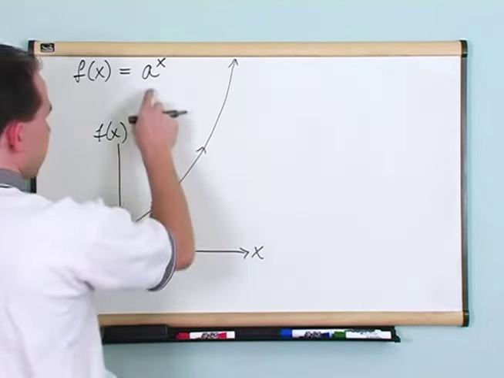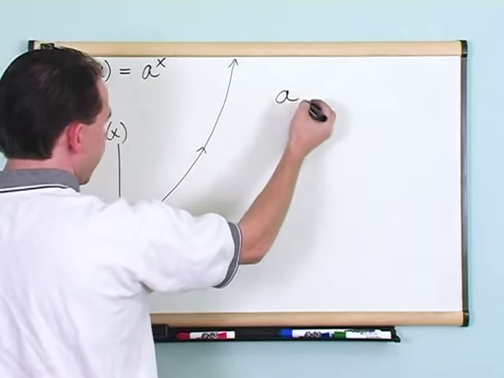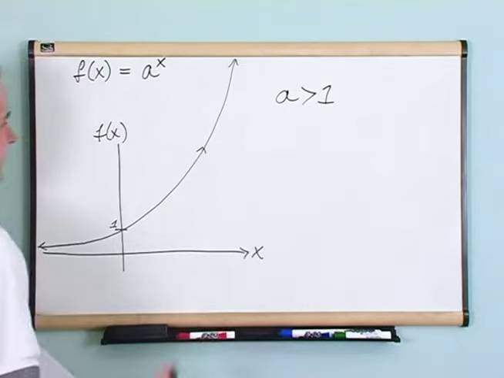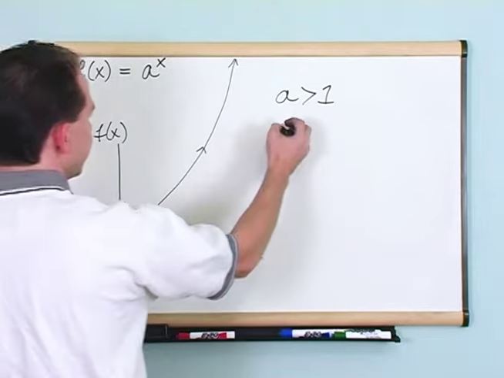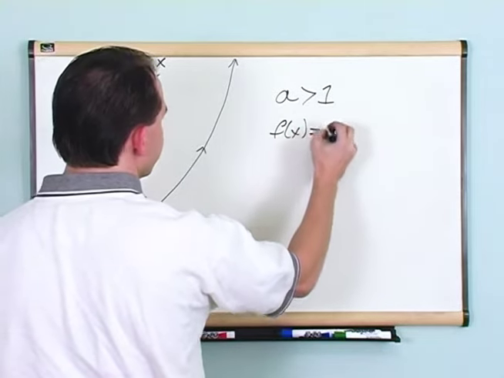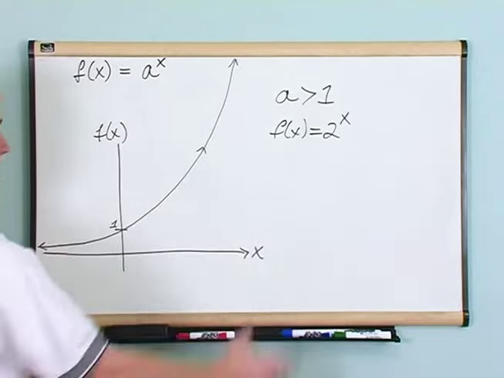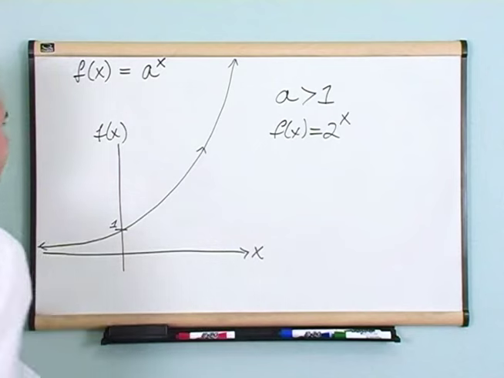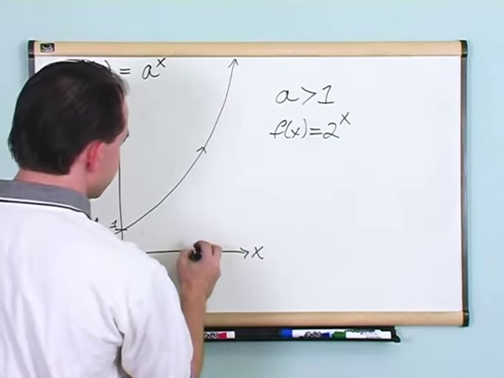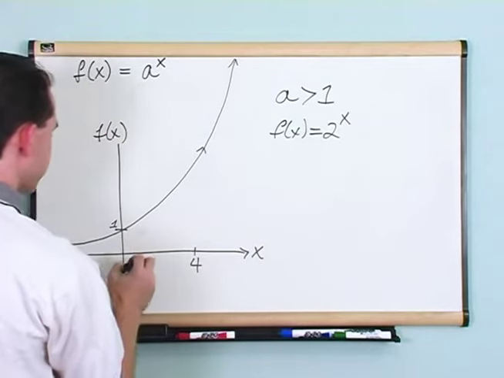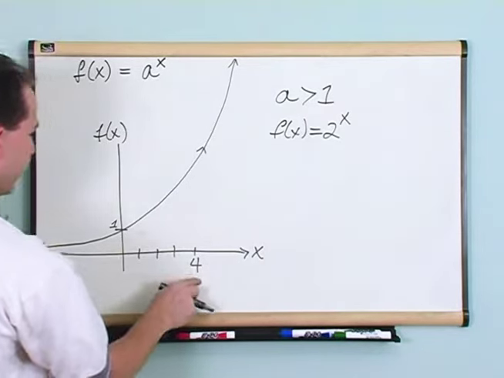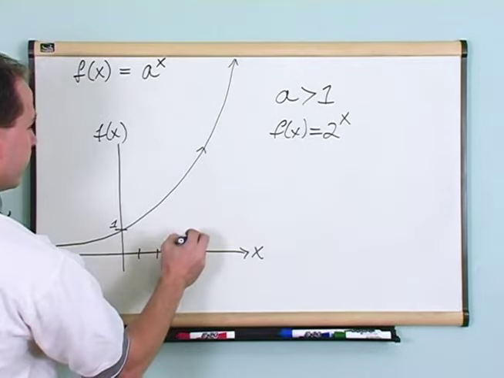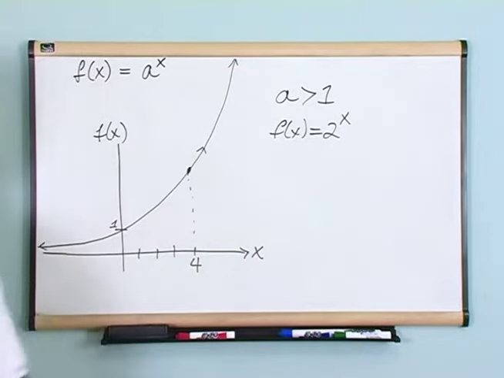This is what the graph looks like if this constant a is greater than 1. Let's take an example. Let's say f of x is equal to 2 to the x. That's my formula. a is greater than 1, it's equal to 2, and it's raised to the x power. So if you think about it over here, let's say x is equal to 4. We've got 1, 2, 3, and here's 4. There's some point on this exponential curve like that.